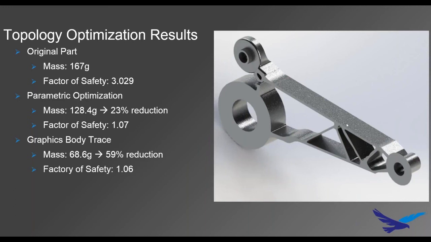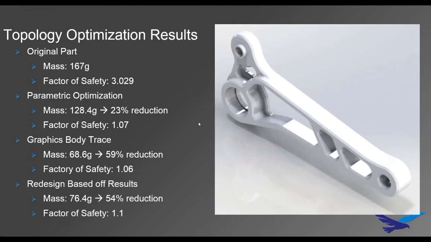This part, however, would be pretty hard to market to people, pretty hard to sell. So I did a redesign based on the location of the supports in there. And this is what I got. I got a mass reduction of 54% and then a factor of safety of 1.1. And then this is a part people can be confident and comfortable with.